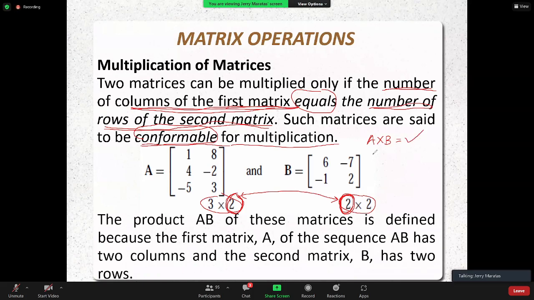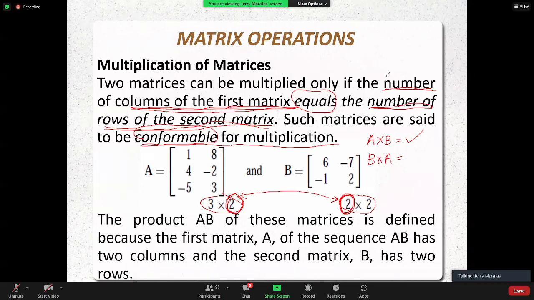Now, how about the other way around, B times A? Can we multiply these two matrices? Yes or no? No, sir. No. It would be 2 by 2 times 3 by 2.